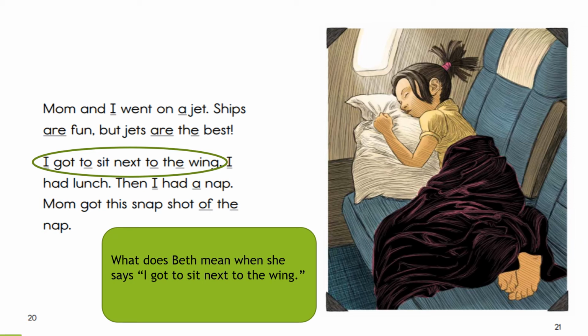Think about a plane. A plane has wings on each side so that it can glide through the air. When someone says they got to sit next to the wing, they got to sit next to the seat that's on the inside of the wing so that they can see the wing when they look out of the window. So Beth got the window seat next to the wing.